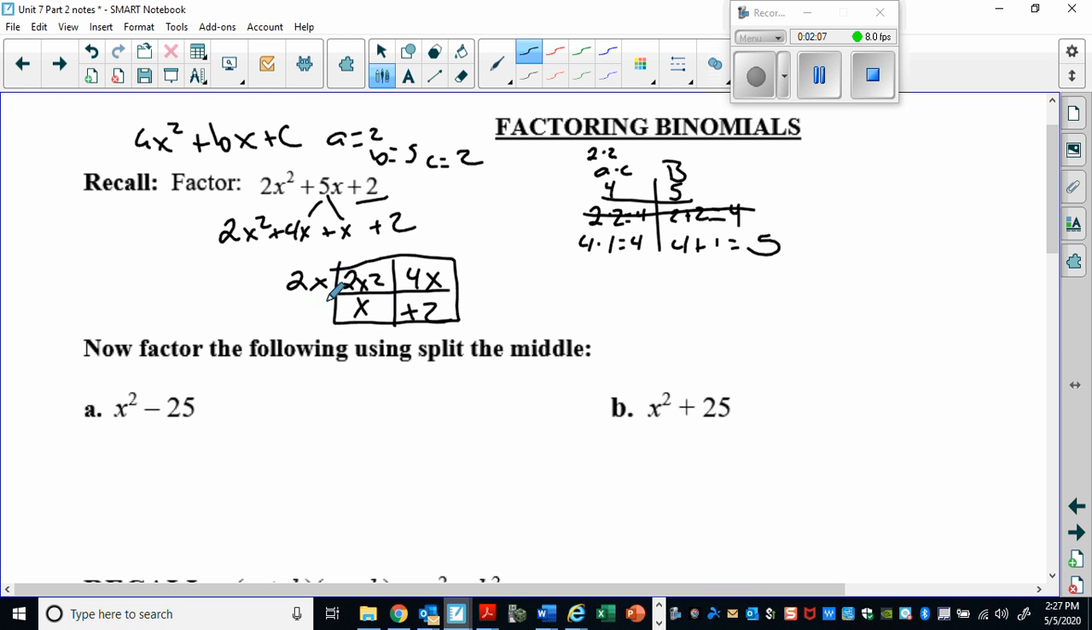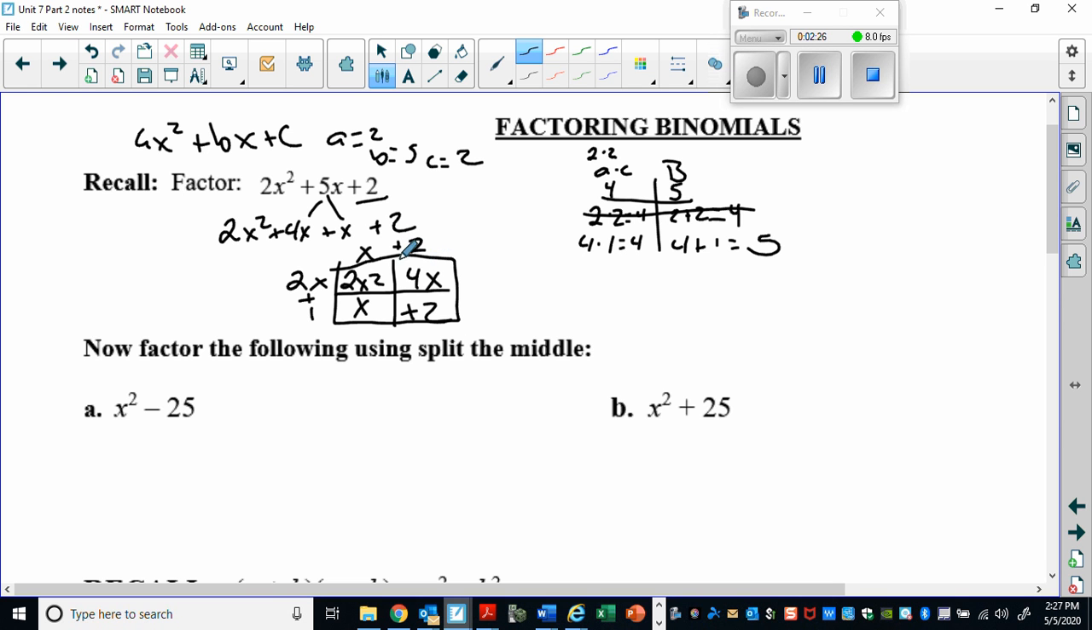So x plus 1 is a positive 1, because there's no number that comes out of 1 and 2 except for 1, and there's no variable that we can bring out. So we just put a 1 there. So here we're going to have 2x squared and x, so we'll just bring out an x. And then we have 4x and 2, and that's going to be a positive 2.